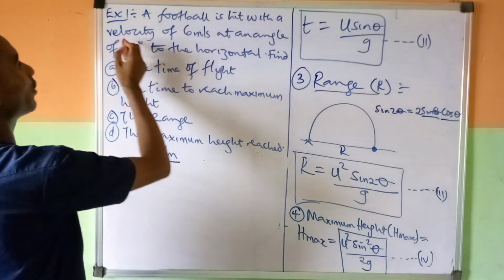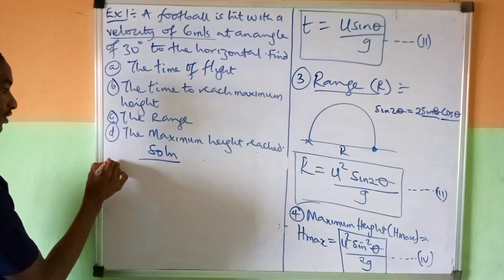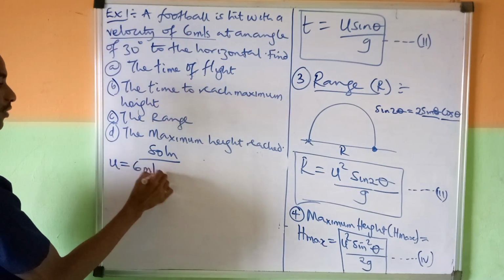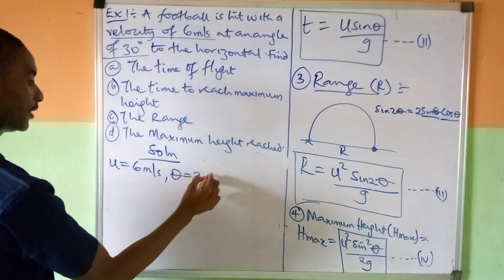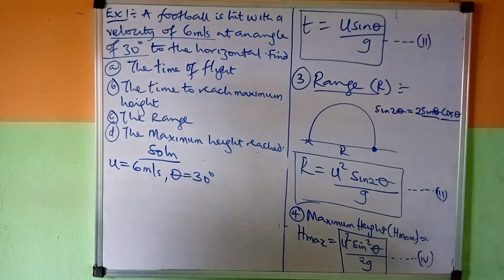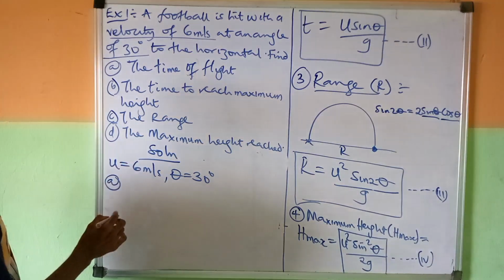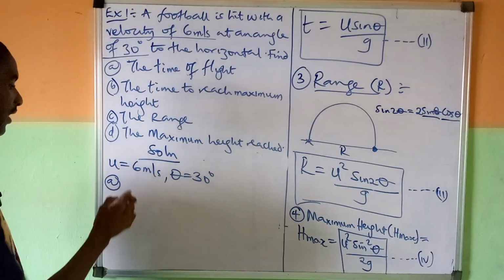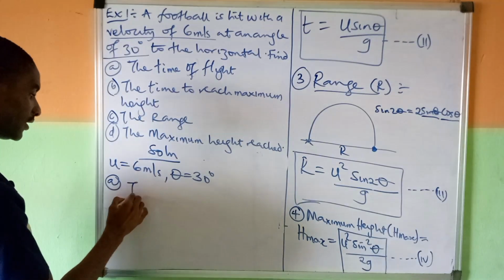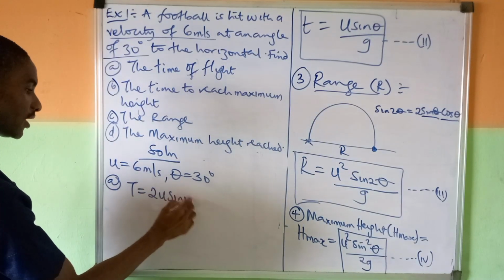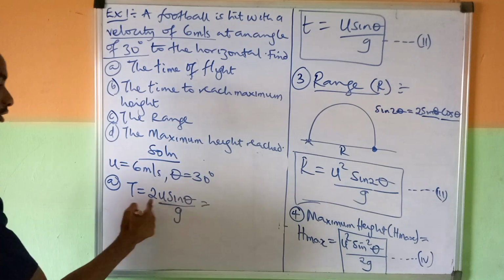Solution. So the first thing you do is you write out the parameters given. Football is hit with a velocity of 6 meters per second. That means our u is 6 meters per second at an angle of 30 degrees. So that means our theta is 30 degrees to the horizontal. And so the first one says find the time of flight. Can you recall the formula for time of flight? Oh, good. The formula is T equals 2u sine theta over g. And that's going to be what?